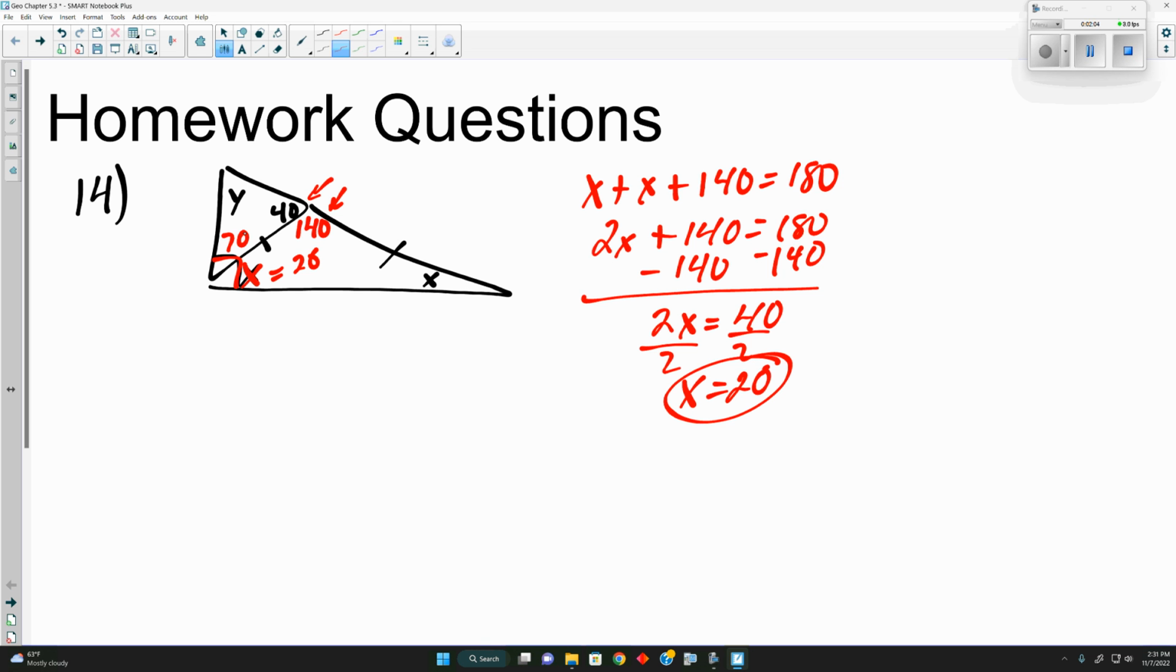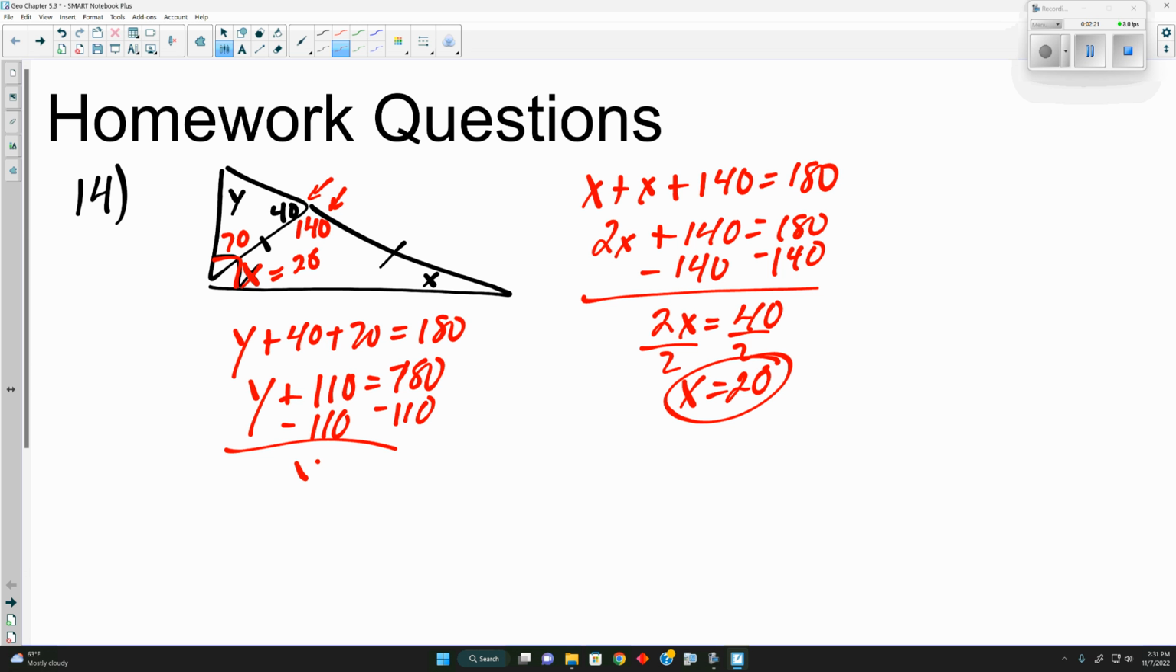Well, now we have a triangle where one of the angles is 70, 40, and y. So we can say y plus 40 plus 70 is 180. 40 plus 70 is 110. Minus 110 from both sides, telling us y is 70. Yes. Any questions on this here?